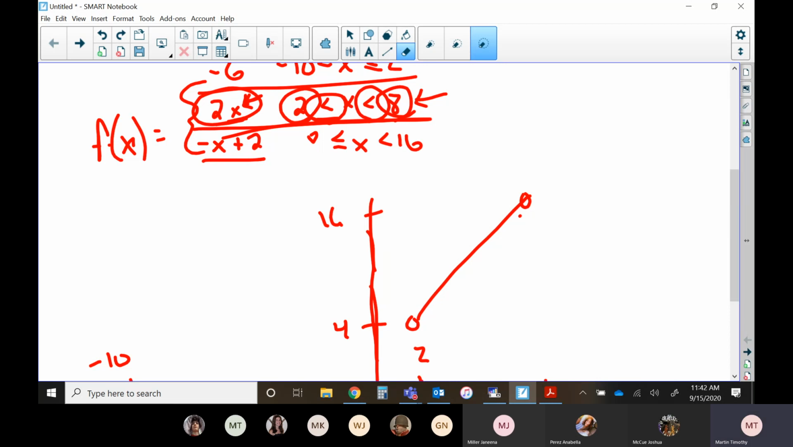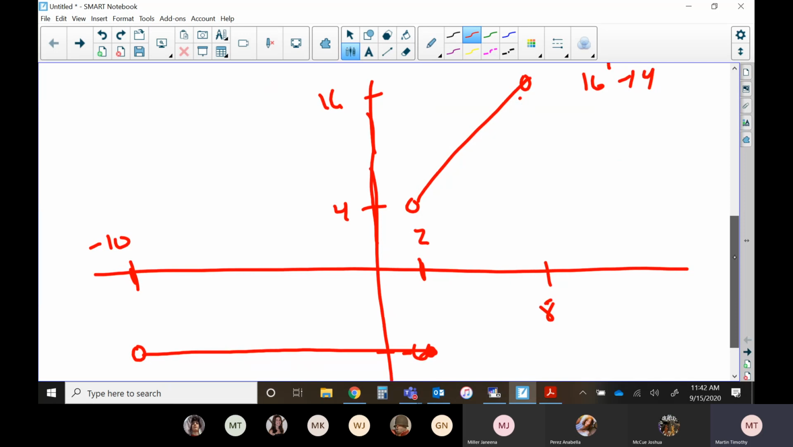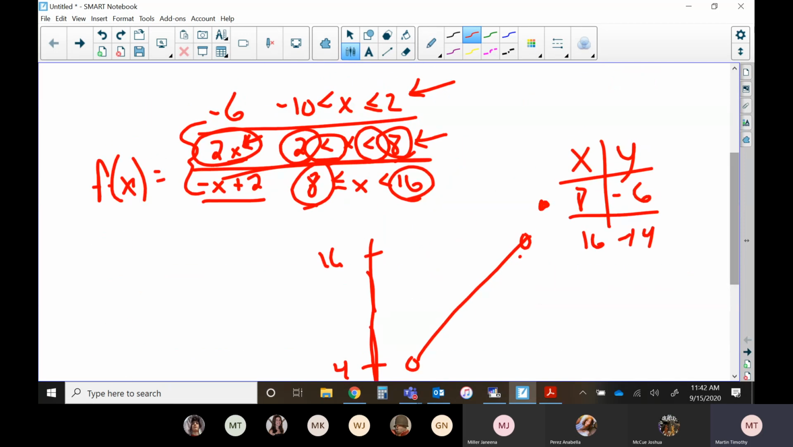And then I would plug in the beginning point and the ending point to see where it starts and ends. But this one's a line, so I don't need to do that. All I need to do is really plug in 8 and also plug in 16 and see what happens. Because it's a line, I only need 2 points. I plug in 8 minus, or -8 plus 2 is -6. -16 plus 2 is -14. So I get 8. That's a closed circle. This is an open circle, so 8, -6.